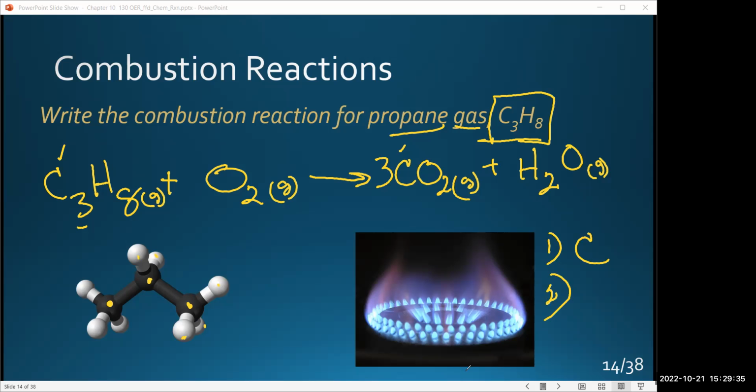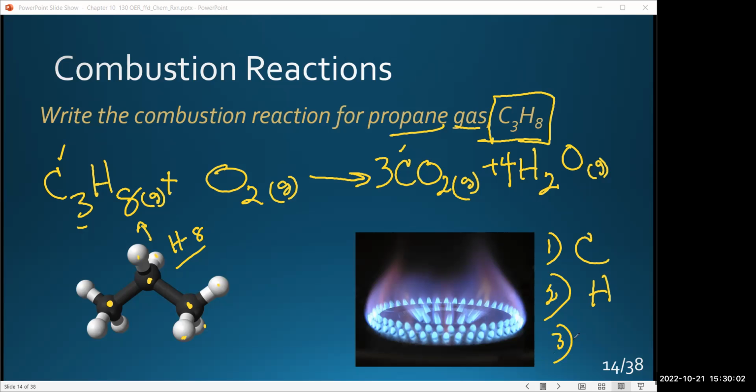Step number 2, we balance the hydrogen. All right, the hydrocarbon here says we got 8 hydrogens, okay, as a reactant. We only got 2 in the form of water. So to get 8, we simply need to put a 4 in front of H2O. And that gives us 8 hydrogens. So hydrogens now are good to go.